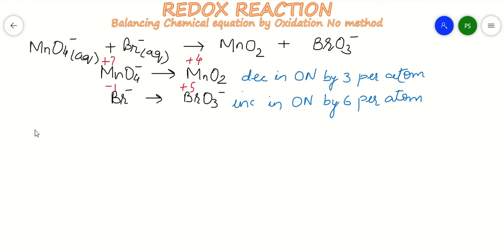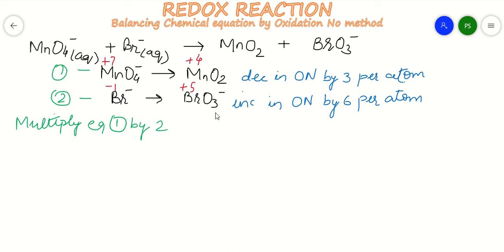This is equation number 1 and this is equation number 2. Multiply equation number 1 by 2. So what would I get? I would be getting 2 MnO4 minus gives 2 MnO2. Why did I multiply? Because I am balancing the net charge. The net charge should be equal in both half equations.